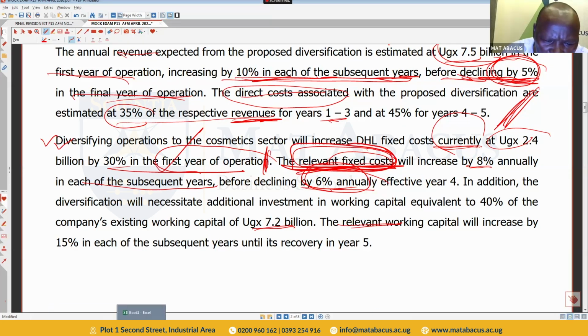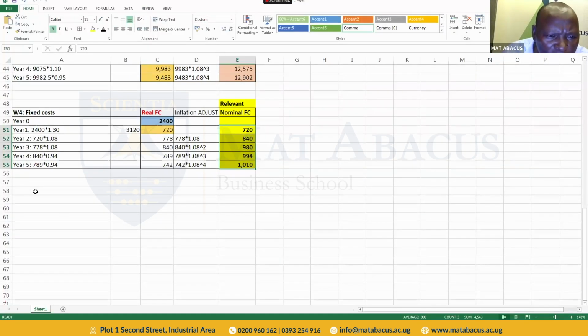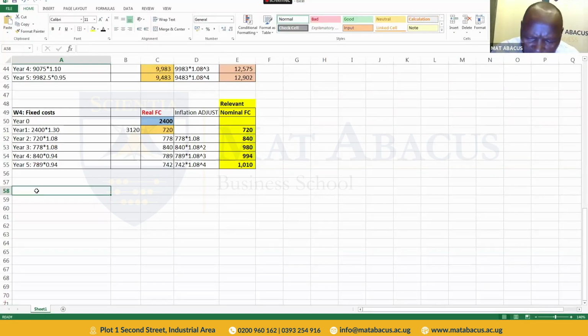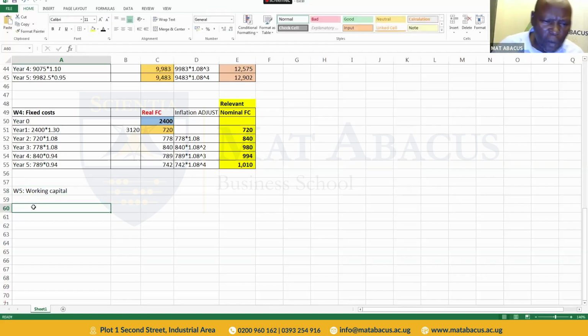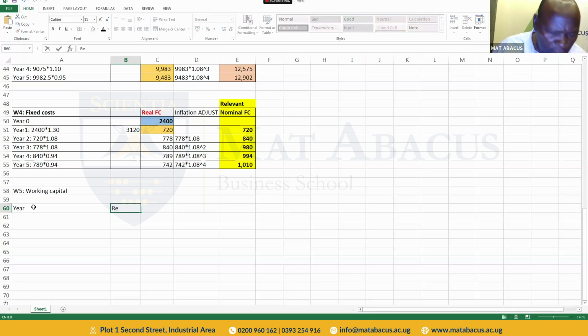Those who did the mock, this was too much. Yeah, that's what you will find in the exam. Working number 5. We're looking at working capital. So the working capital, we shall have the year, shall have the required, I think there's inflation adjustment.